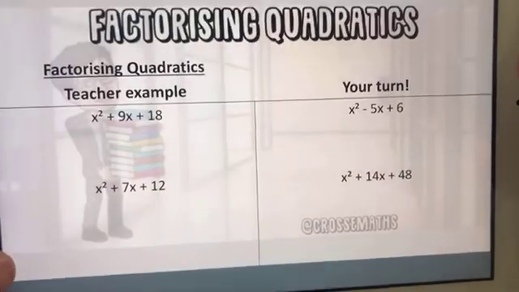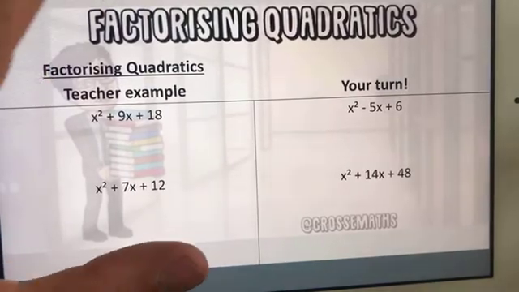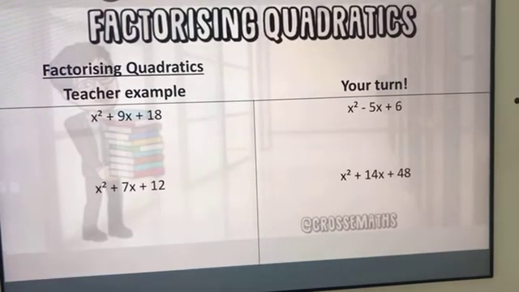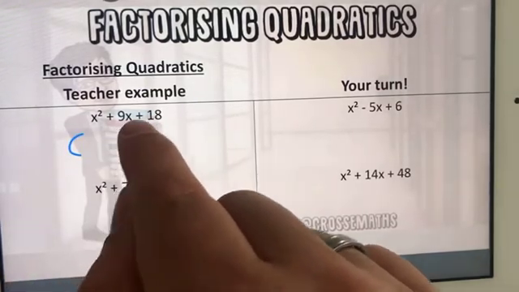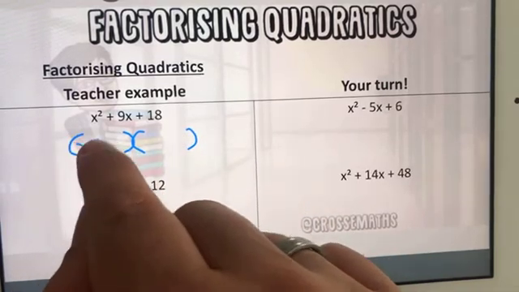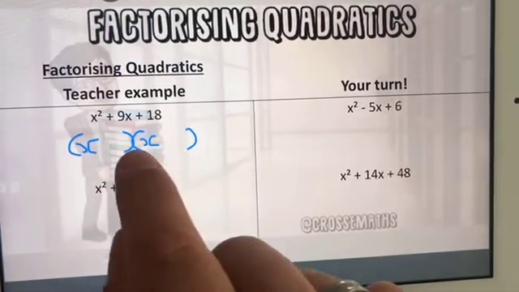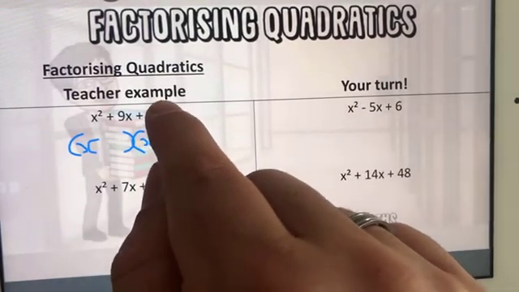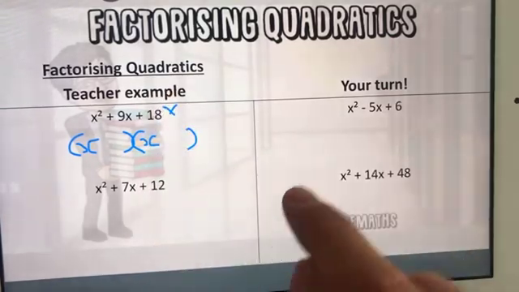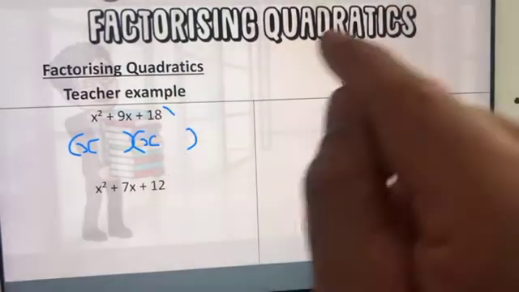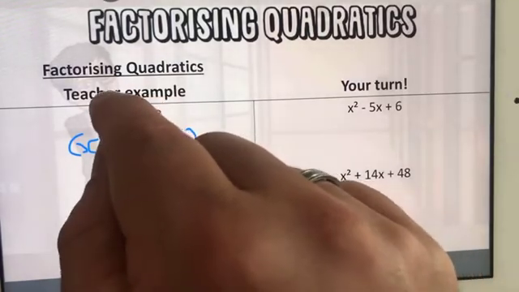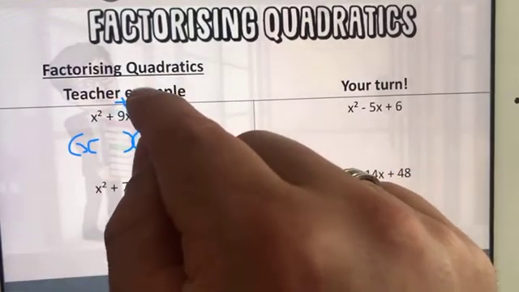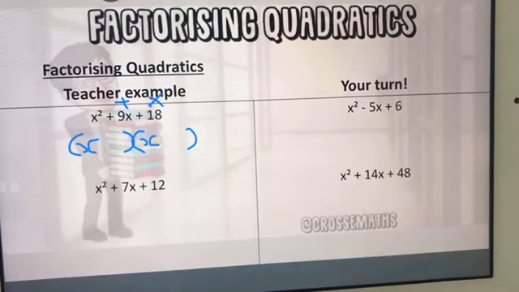Right then, so this is the reason I did that. The reason I went through all of that is because of this in front of us. Now, the way you factorise in the two brackets, I've got an x and an x. You've got to work out two numbers that multiply to make positive 18 and add to make positive 9.